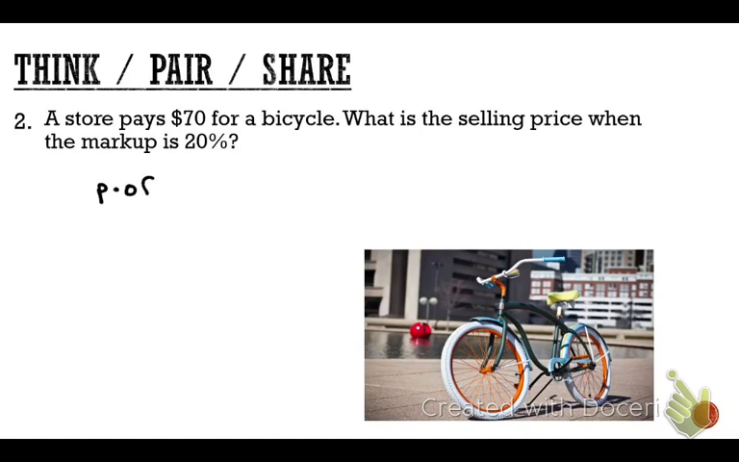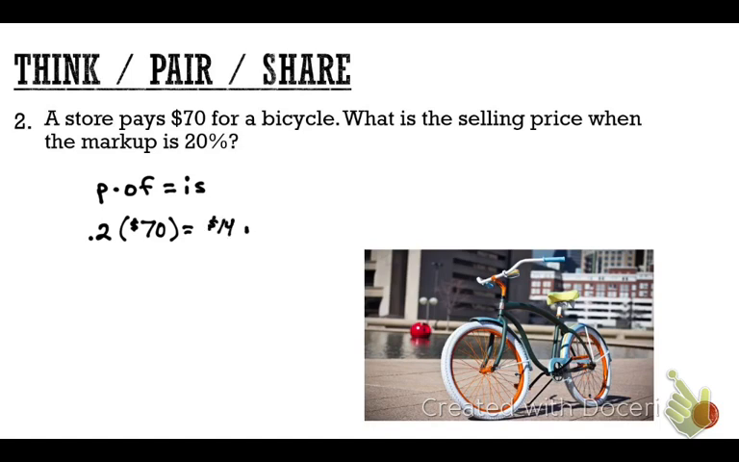So first you have to make the percent a decimal. Okay, what's 20% as a decimal? 0.2. Because remember, guys, with a markup, we're going to put whatever the given percent is. Then you have to multiply it by the original price, which is $70. Okay, the original price was $70. So this will give us the markup. What is the markup?